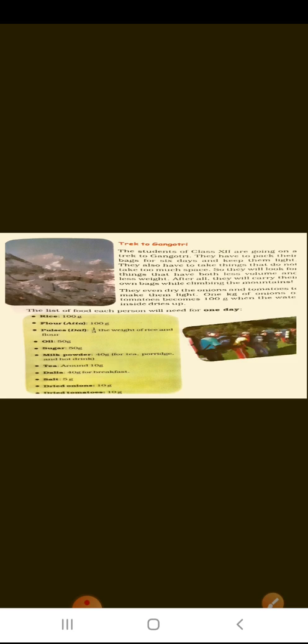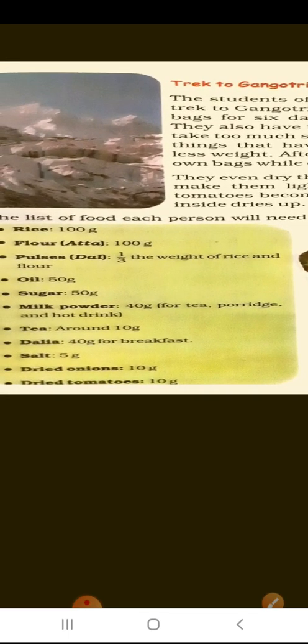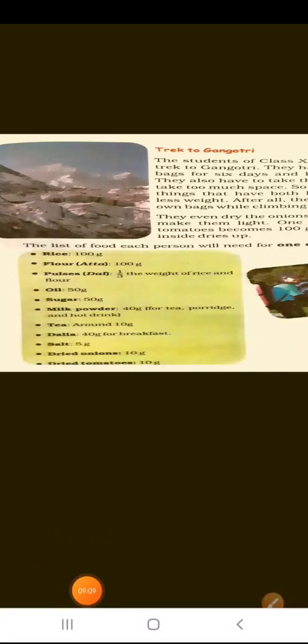They even dry the onions and tomatoes to make them light. 1 kg of tomatoes becomes 100 gram when the water inside them dries up. So here you can see the list of things they are going to carry on the trek. Rice 100 gram, flour 100 gram, pulses 1/3 of the weight of the rice and the flour, oil 50 gram. Here you can see the list of all the items: oil, sugar, tea, salt, dried onions, dried tomatoes.